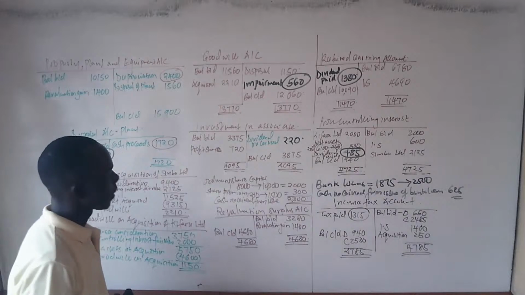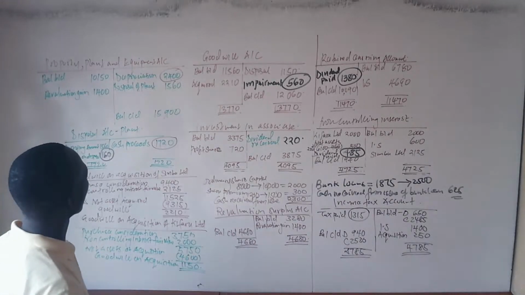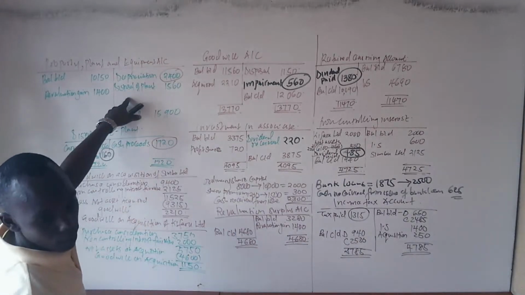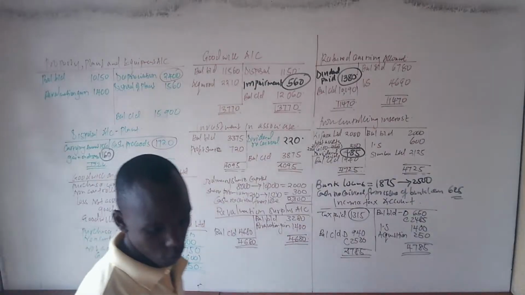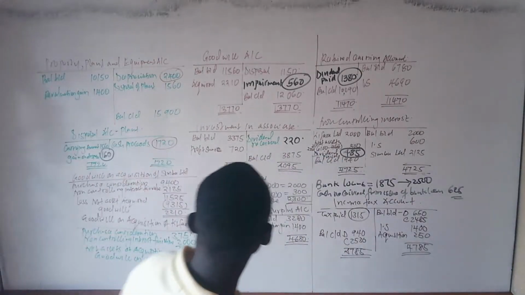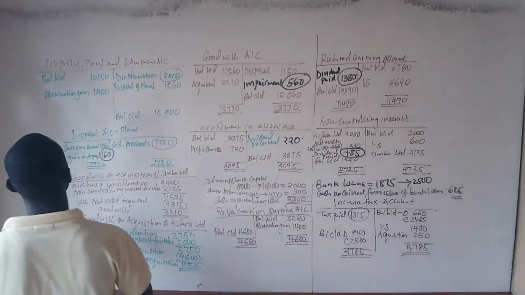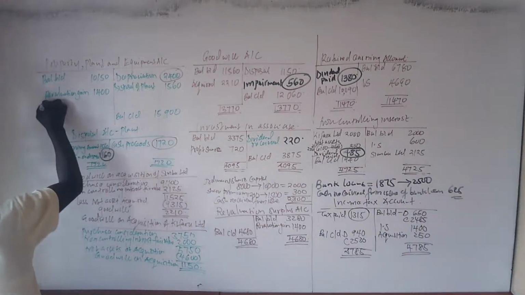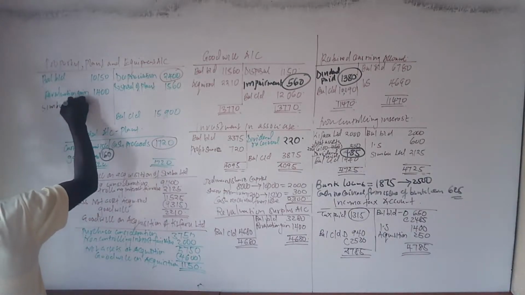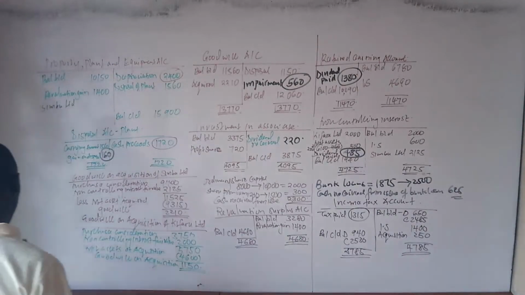So therefore, the account which we are yet to close is this one, property, plant, and equipment. So let us close that account. Go to the acquisition. There was acquisition. We acquired which company? Simba Limited. We acquired how much property, plant, and equipment?